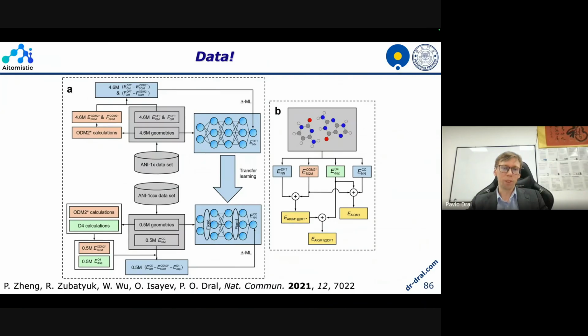All common features of these potentials: they were trained on lots of data. The ANI datasets used for ANI-1ccx were trained on 4.6 million DFT geometries, and later fine-tuned with transfer learning to ANI-1ccx coupled cluster quality. And so that works too.